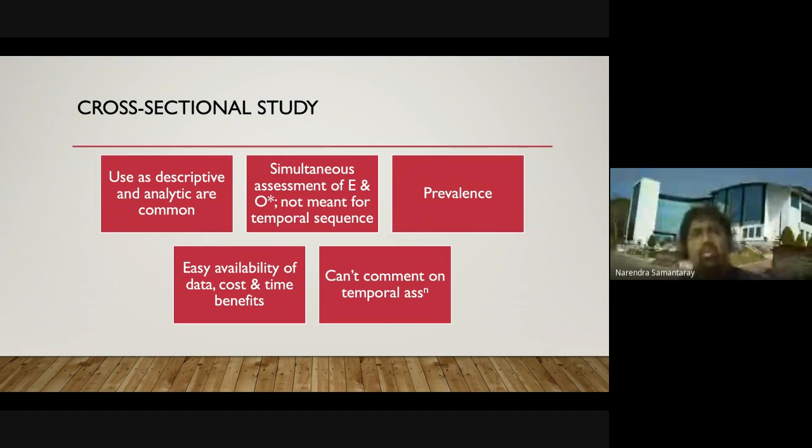And this is mostly a design students use in their master's dissertations. It has easy availability of data, cost, time benefits, everything. It's very easily done. At a certain point in time we collect the forms from the individuals. We're not going forward or back in time, so you are easily able to do it.